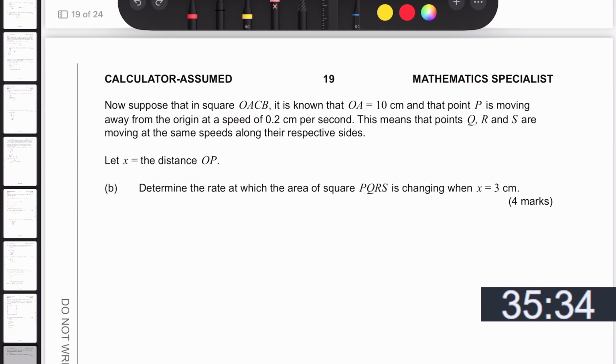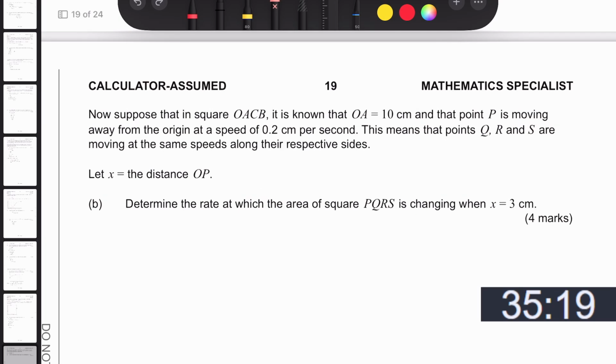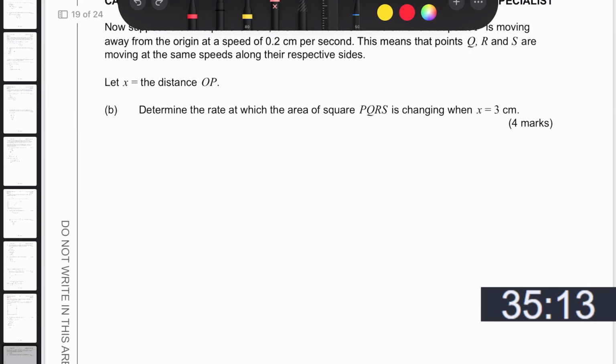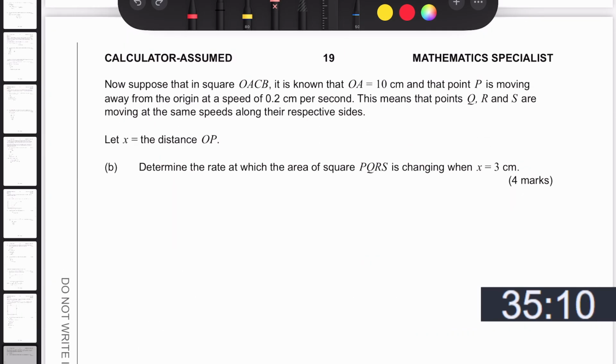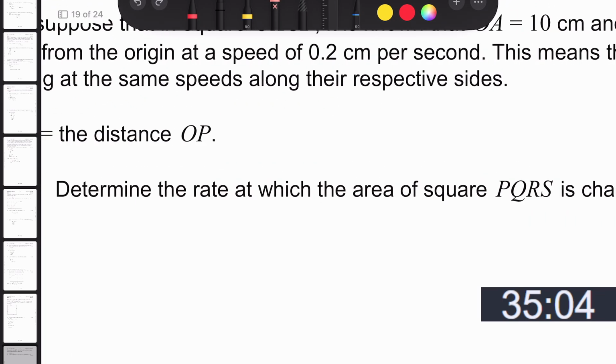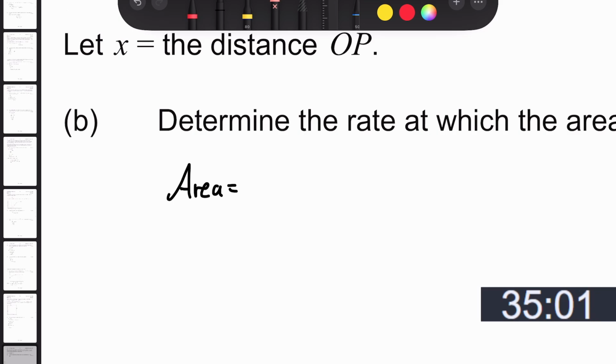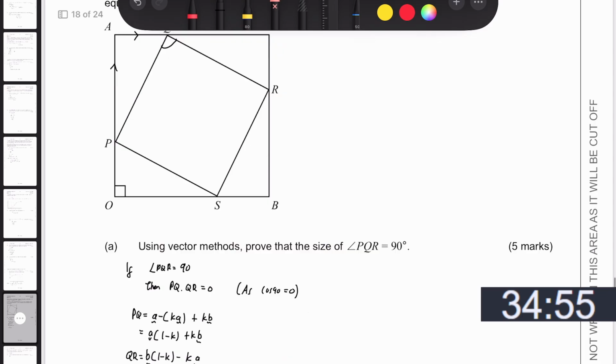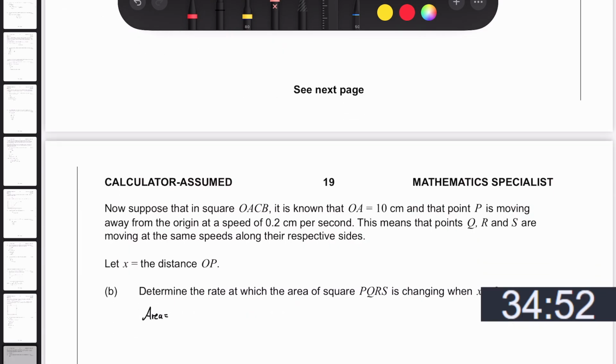Okay. Suppose that now in the square, OA is 10 and point P is moving away from the origin at a speed of 0.2 centimeters per second. Q, R, and S are also moving at the same speed along their respective sides. Determine the rate at which the area of PQRS is changing. So OA is 10.